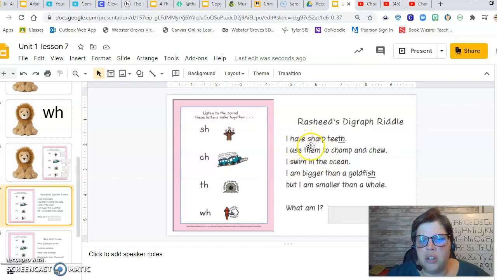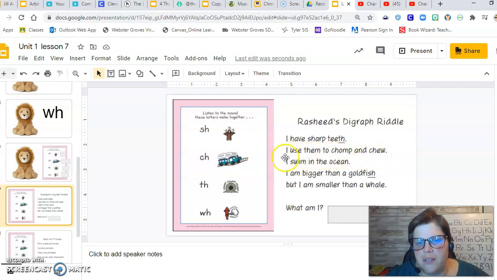Oh, look at that. There's a digraph right there. I have sharp teeth. Oh, there's another digraph. Let's read that whole sentence together. I have sharp teeth. I use them to chomp and chew.